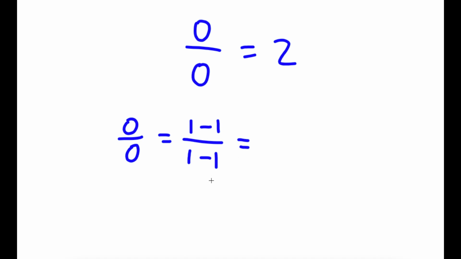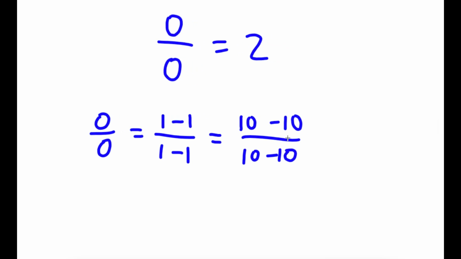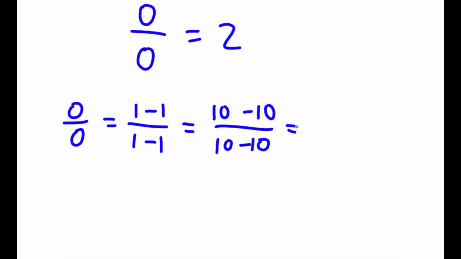Now (1 minus 1) over (1 minus 1) is the same thing as (10 minus 10) over (10 minus 10). Again, 10 minus 10 is 0, so I have 0 over 0 again. Now (10 minus 10) over (10 minus 10) is the same thing as (100 minus 100) over (100 minus 100). Again, 100 minus 100 is 0, so it's the same thing.